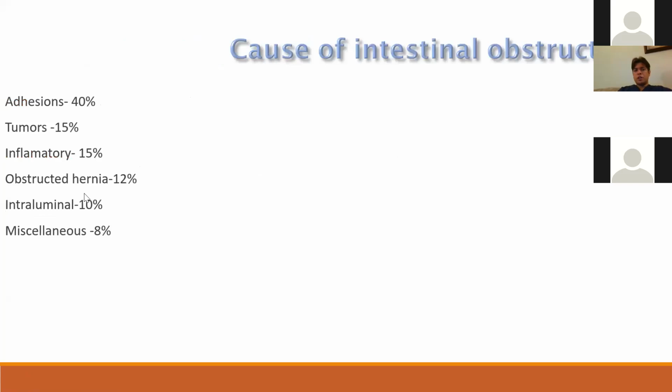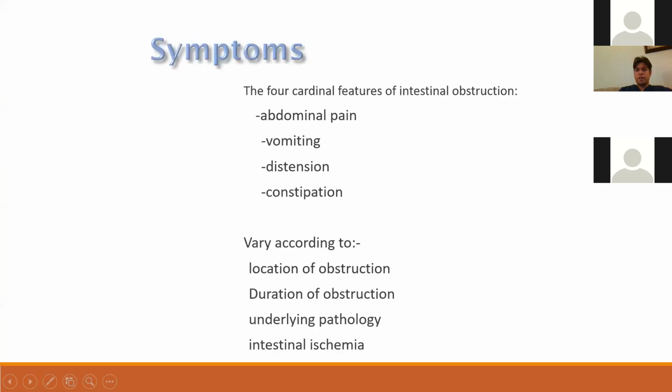Causes of intestinal obstruction, I've already told you, adhesions in 40% of the cases. It could be tumors, inflammatory, obstructed hernias, intraluminal, and miscellaneous account for 8%. There are 4 cardinal symptoms of intestinal obstruction: abdominal pain, vomiting, distension, constipation. They vary according to the level of the obstruction, duration, underlying pathology, and intestinal ischemia.